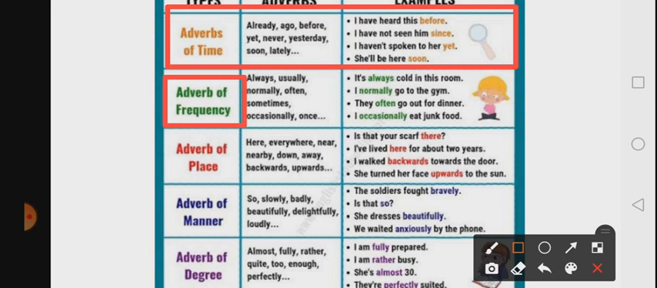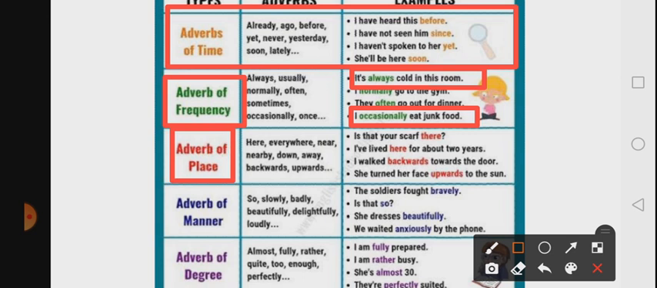You can see it is always cold in this room, always, which means all the time the room is cold. Similarly, another example is I occasionally eat junk food. In this sentence, the person is telling us that they eat junk food but they eat it occasionally, not on a regular basis. They eat it sometimes and then some days they skip it. So, whenever the word is telling us about the frequency of the verb, they are referred to as the adverb of frequency.